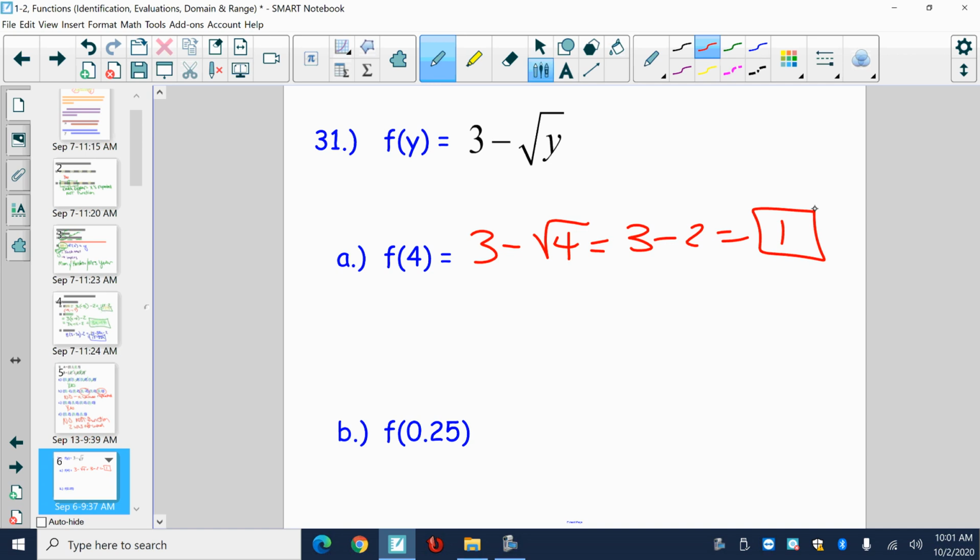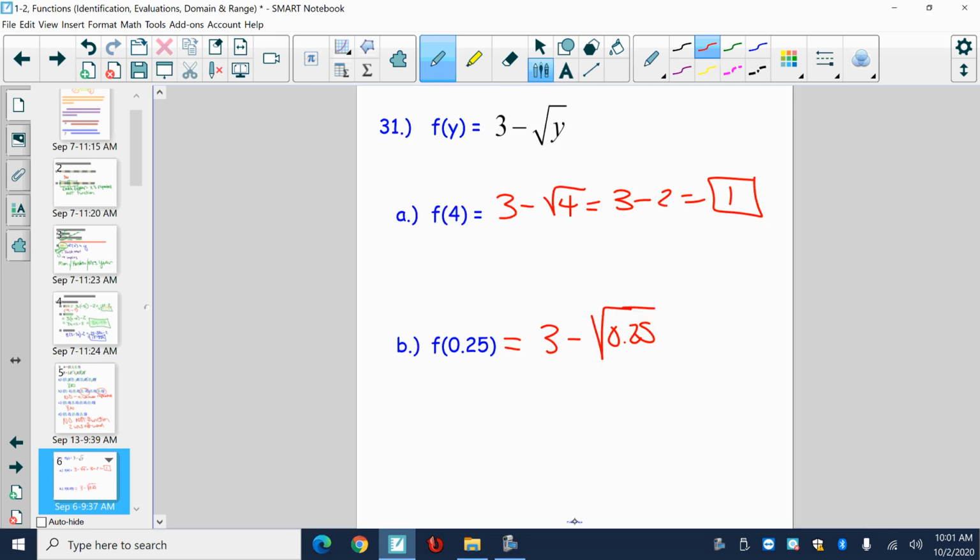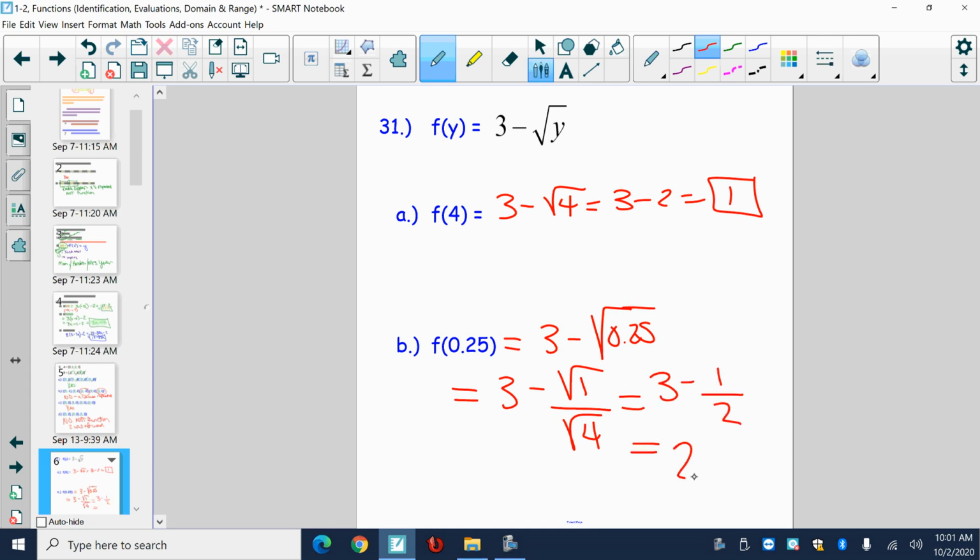Okay? Same thing here. 3 minus the square root of 0.25. My brain automatically says that that is 1/4. If that's 1/4, I divorce my numerator and denominator, and I take the square root of both of those. So that's going to be 3 minus 1 over 2. $3 minus 50 cents is going to be 2.5.